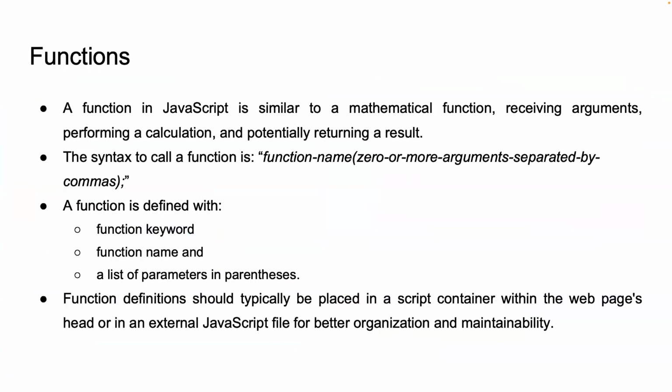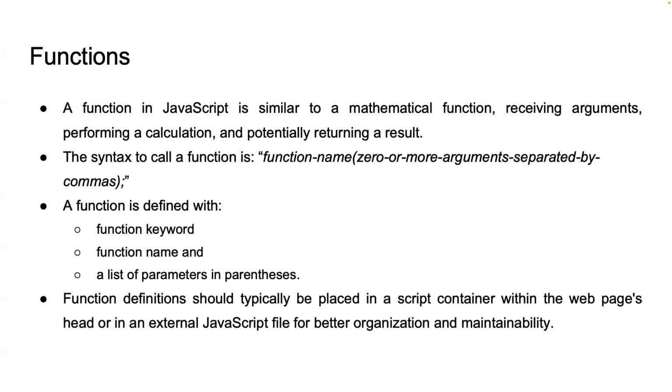A function in JavaScript is similar to a mathematical function, receiving arguments, performing a calculation, and potentially returning a result. Syntax to call a function is the function name, then zero or more arguments separated by commas. So this is similar to how we do coding in Java, C, C#, or any common programming language. We have a function name, and we have a number of arguments that we can pass within the function.